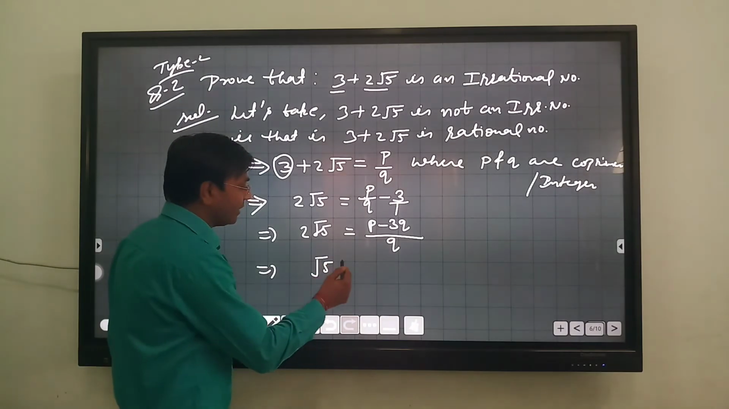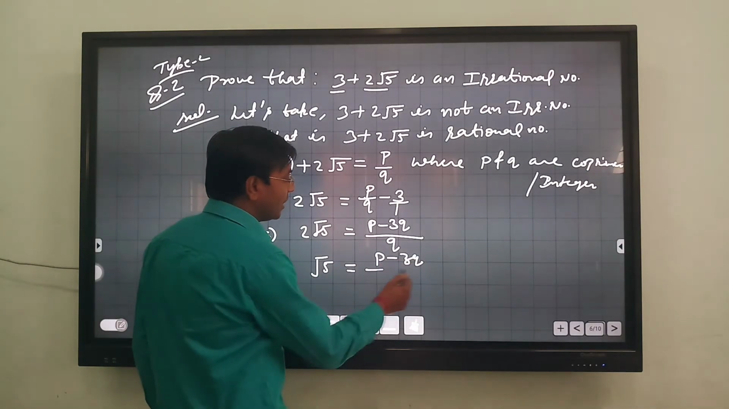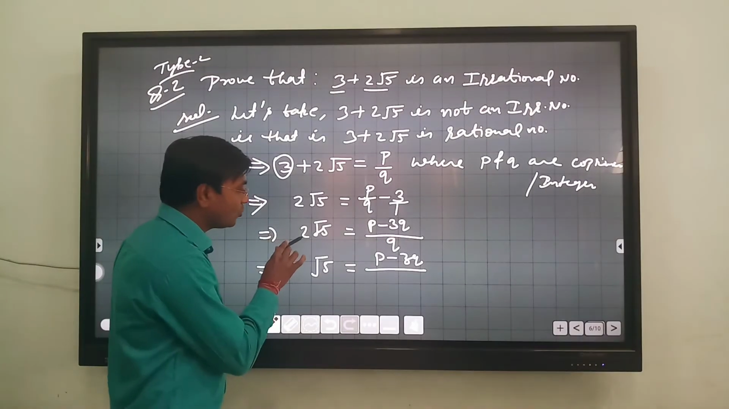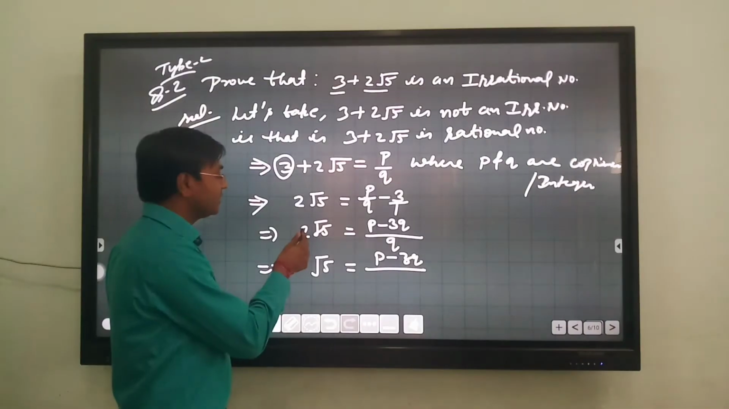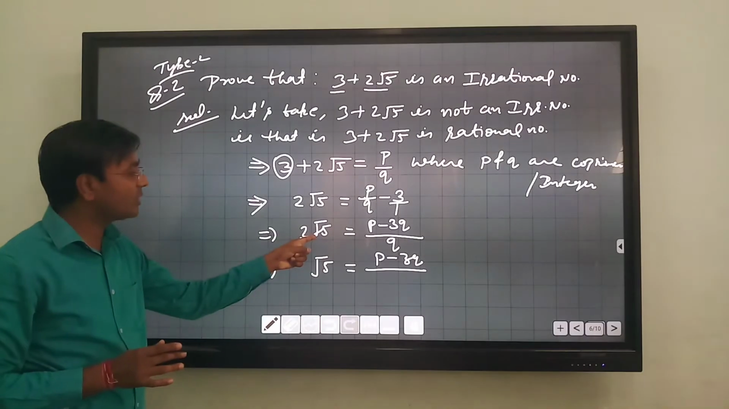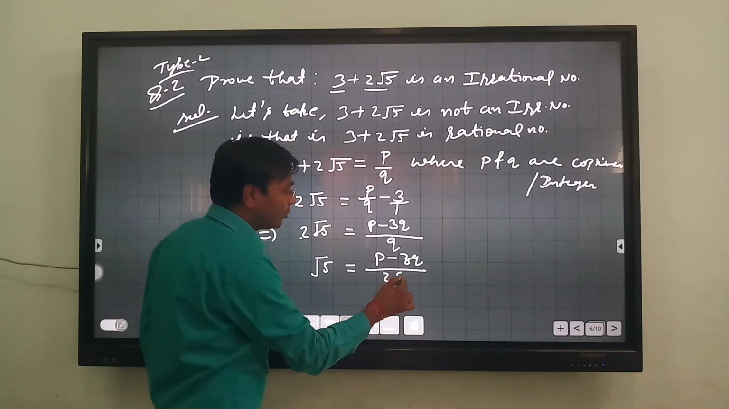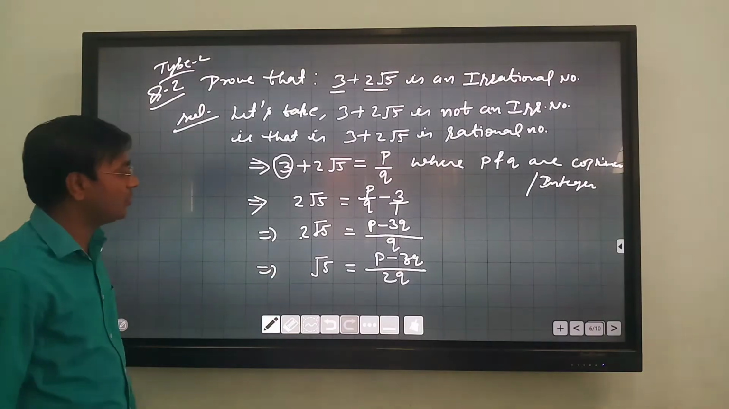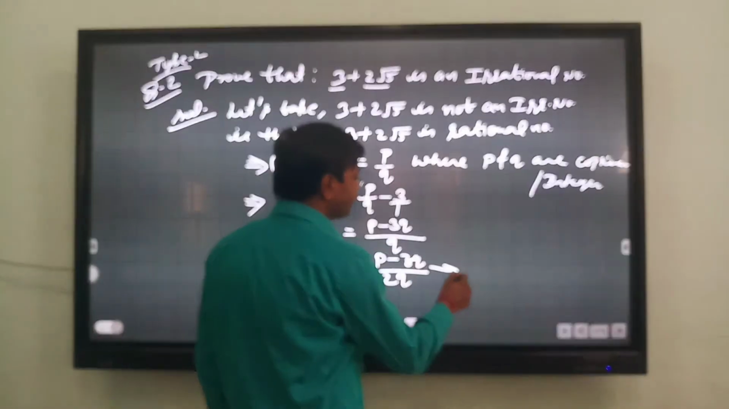Now root 5 equals p minus 3q upon, what happens now? This 2 will be going here. Many students write this 2 with a minus sign. That is wrong, because here 2 is the product of under root 5. So 2 will be coming in the denominator, that is a product with q only. So we have got under root 5 equals p minus 3q upon 2q. Equation first.